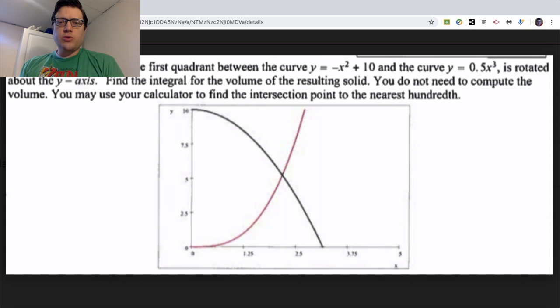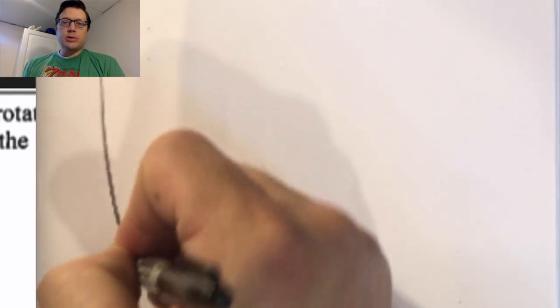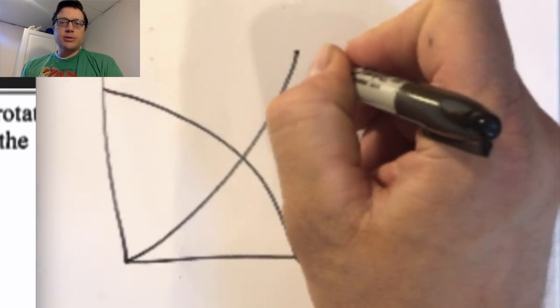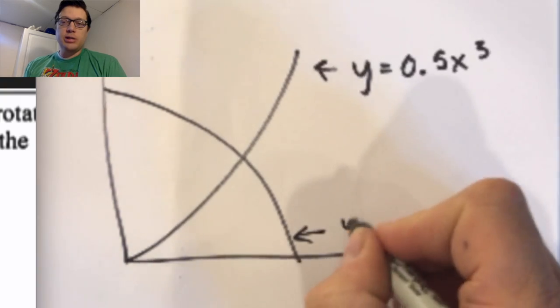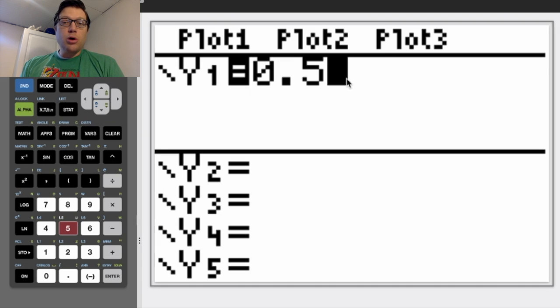The question says the region in the first quadrant between the curve y equals and the second curve y equals is rotated about the y-axis. So we're going to go ahead and quick sketch those curves and use some graphing utilities, like a TI-83, TI-Nspire, Desmos, or any handheld device. We also need to know where the two curves cross.